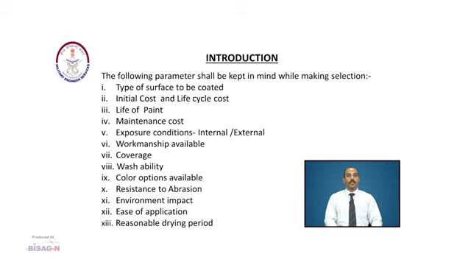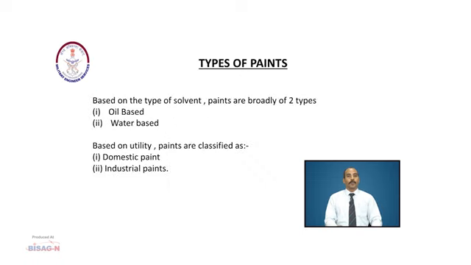Before selecting any type of paint, the following factors should be kept in mind: type of surface to be coated, initial cost and life cycle cost, life of paint, maintenance cost, exposure condition, workmanship available, coverage, washability, color options available, resistance to abrasion, environment impact, ease of application, reasonable drying period, forming a thin film without cracking and forming a hard and durable coating.